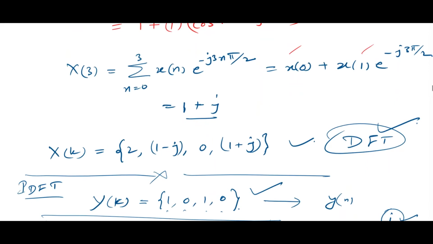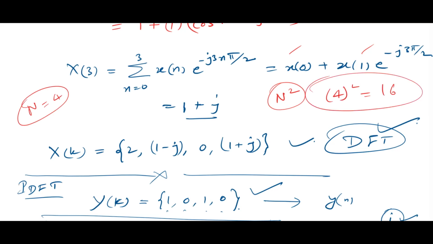Now you know how to determine the total complex multiplications, that is n square, right? So what is my n for this particular problem? 4. So 4 to the power 2 equals 16 only.